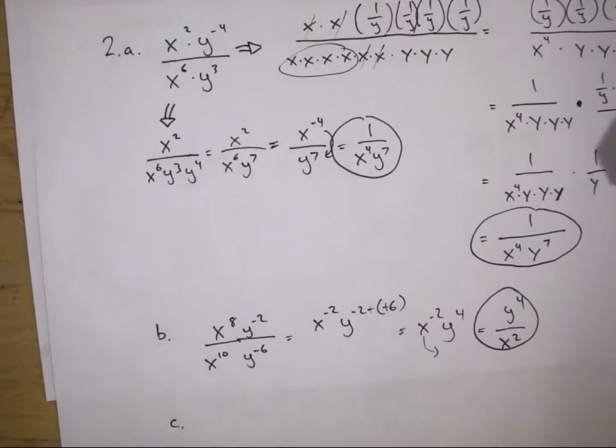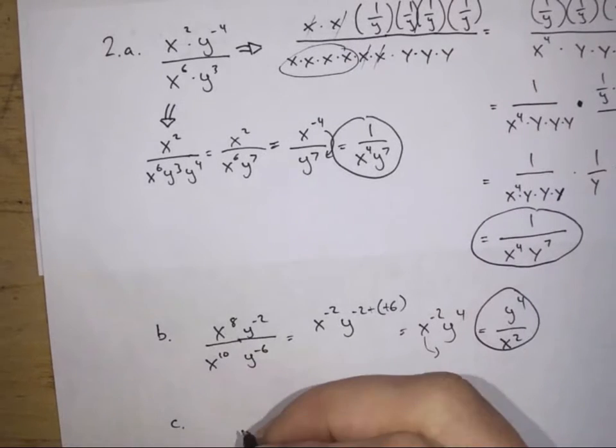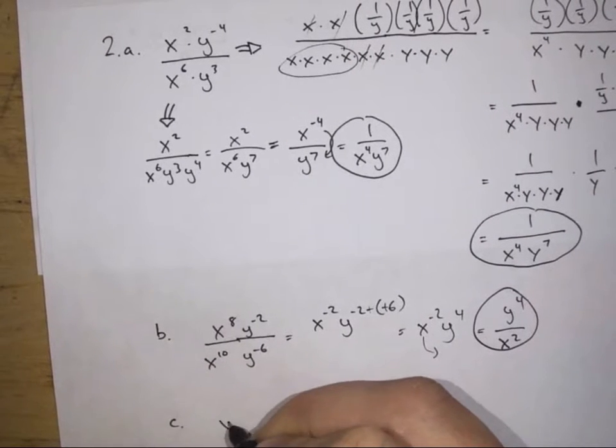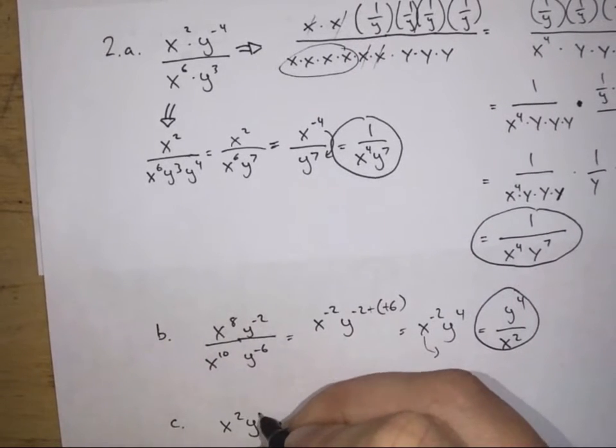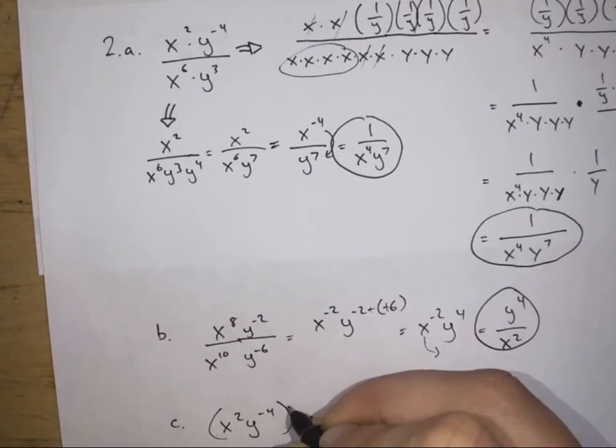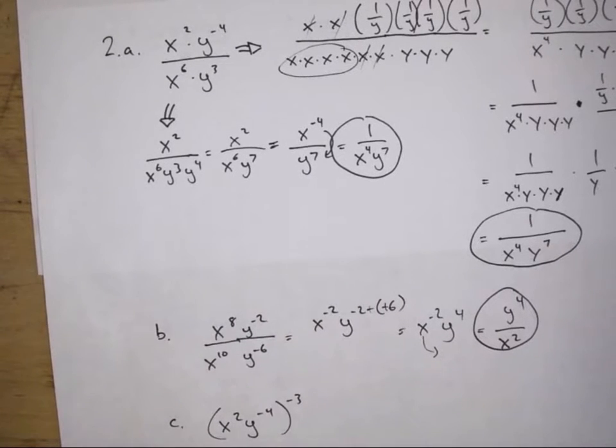All right, we're going to move on to question C. Question C says we have x squared, y to the power of negative 4, all raised to a negative 3. Okay, so we have a negative exponent. We could actually write this as a reciprocal if we wanted to, a positive exponent, but I have a feeling that I have another way that might make sense.